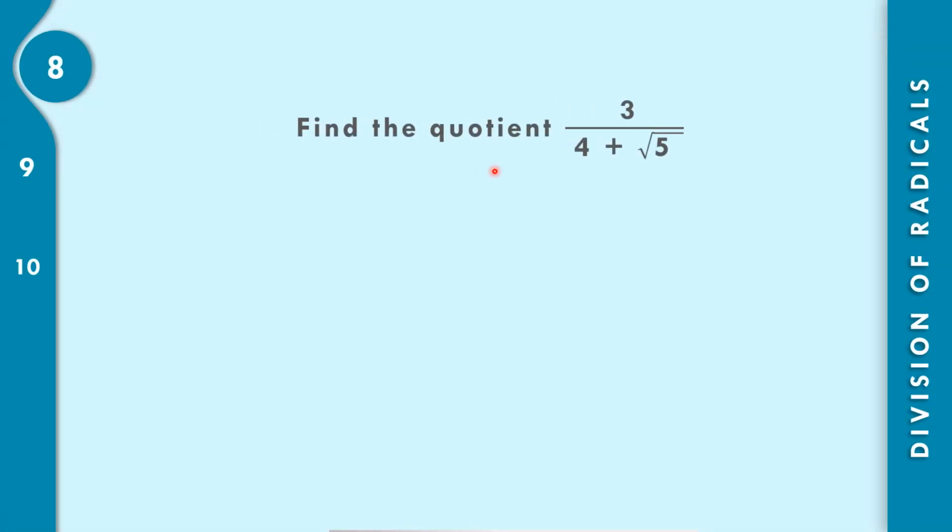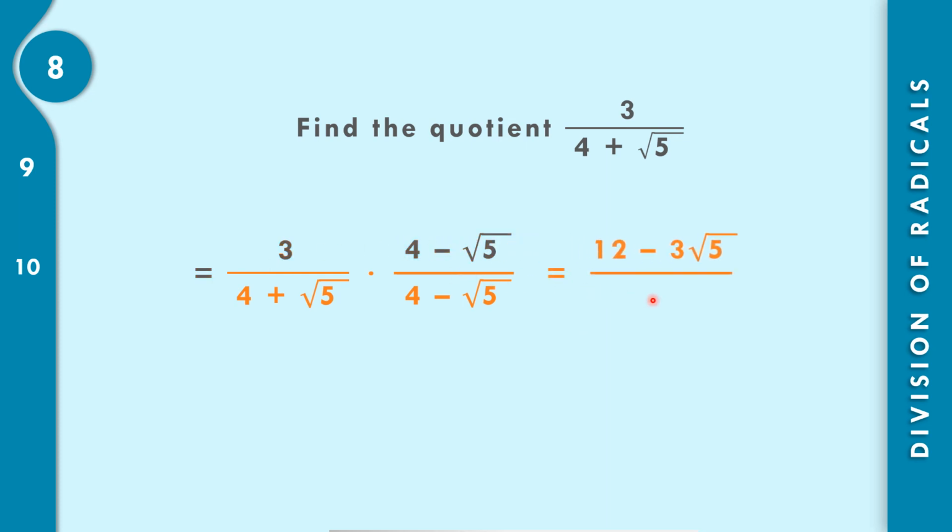How about number 8? Find the quotient of 3 over 4 plus the square root of 5. So it means the conjugate of 4 plus the square root of 5, that becomes 4 minus the square root of 5. Let us multiply from the numerator and denominator. 3 times 4, that is equal to 12. And then 3 times 1, that is 3, and then copy square root of 5.